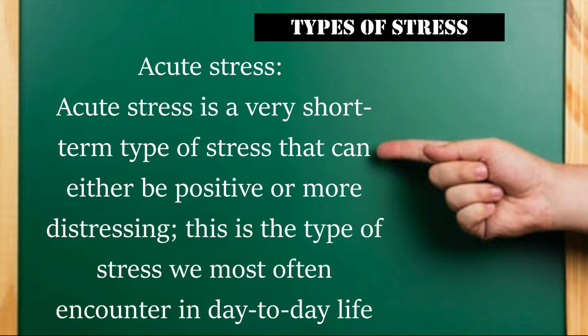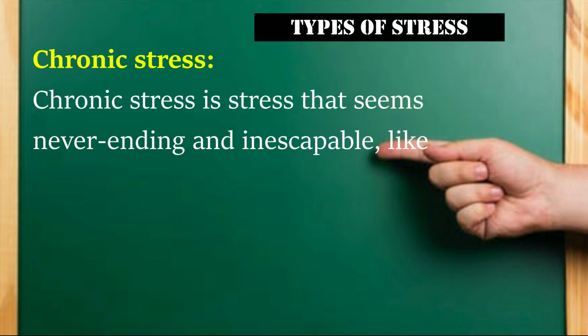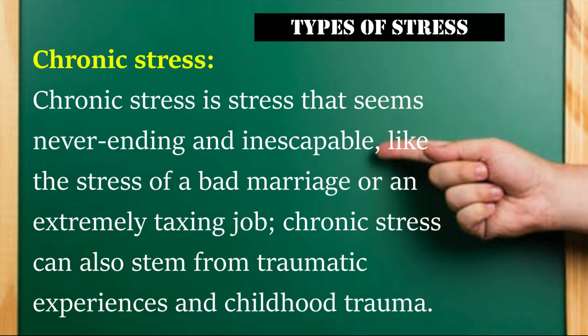Types of stress. Acute stress. Acute stress is a very short-term type of stress that can either be positive or more distressing. This is the type of stress we most often encounter in day-to-day life. Chronic stress. Chronic stress is stress that seems never-ending and inescapable, like the stress of a bad marriage or an extremely taxing job. Chronic stress can also stem from traumatic experiences and childhood trauma.